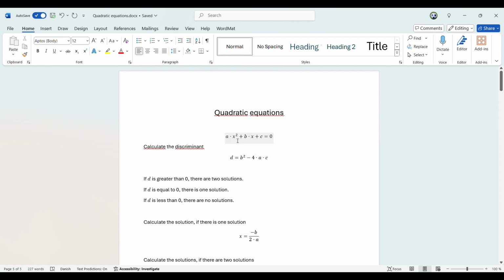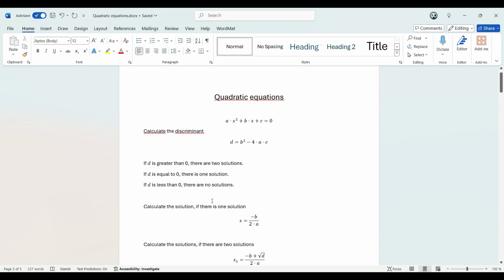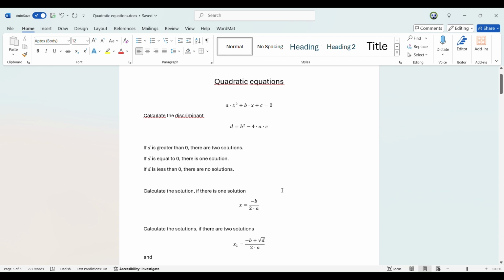So the first thing we want to do is look up what a, b, and c are, calculate the discriminant, and then look at these situations, if there are two solutions, one solution, or no solutions. If there's one solution, we have this formula to calculate x, which is the solution to our equation, also called a root, and it's minus b over 2 times a, so we just have to put in b and a, which we have looked up here, into the formula, and we can calculate x, our solution.